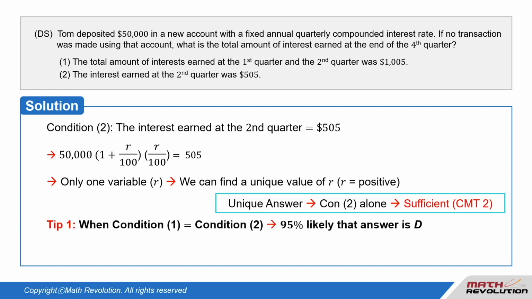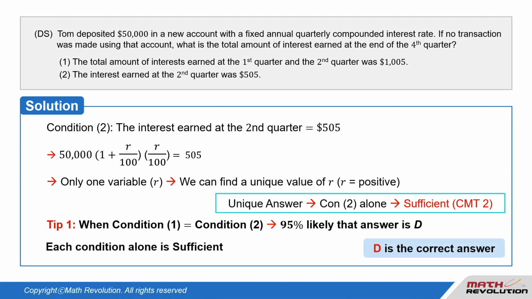Also, according to tip 1, it's about 95% likely that D would be the answer when the value of condition 1 is equal to the value of condition 2. Each condition alone is sufficient, thus D is the correct answer. Answer D.